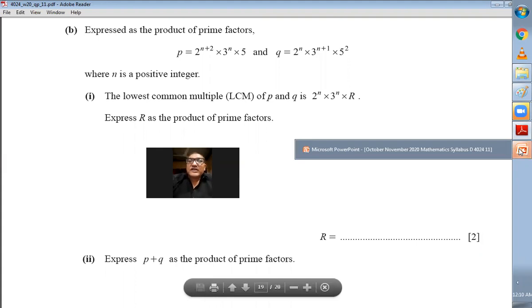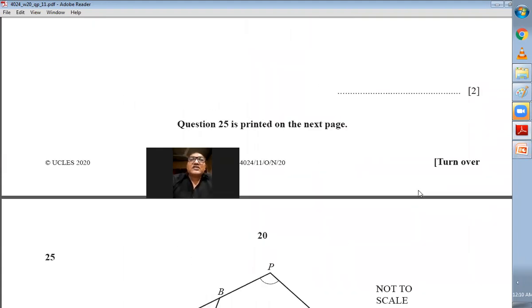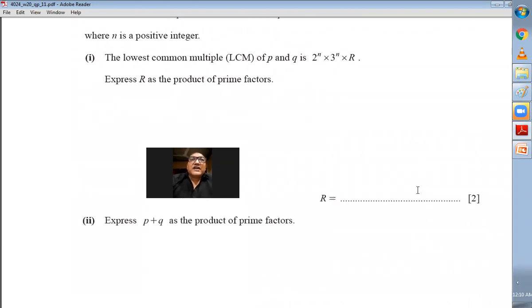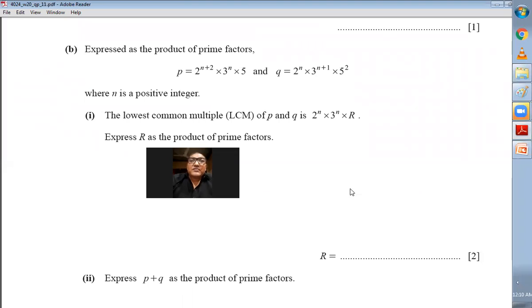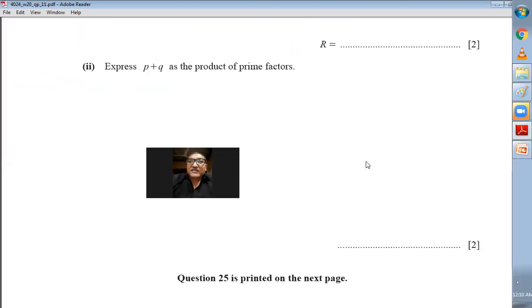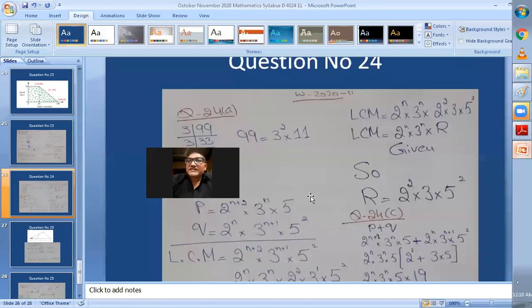So let me show you. It's a 2-mark question. And then the next question is to find the value of P plus Q as the product of prime factors. So these are the 2 parts. That second question is also 2 marks. So let me show you how I have done this.